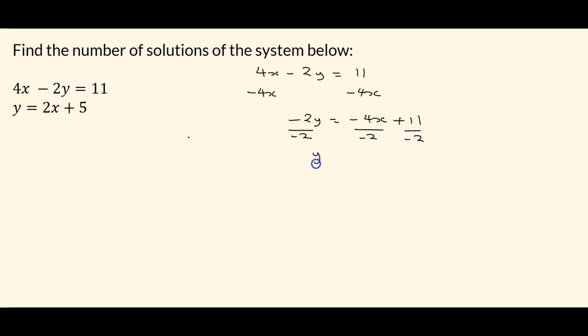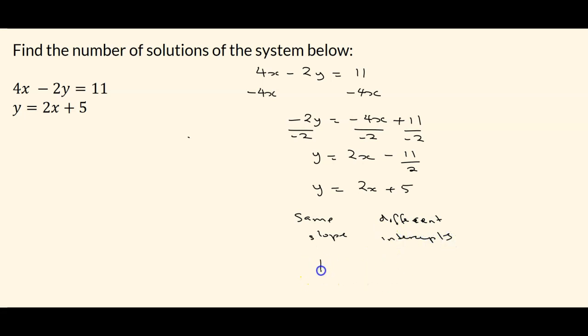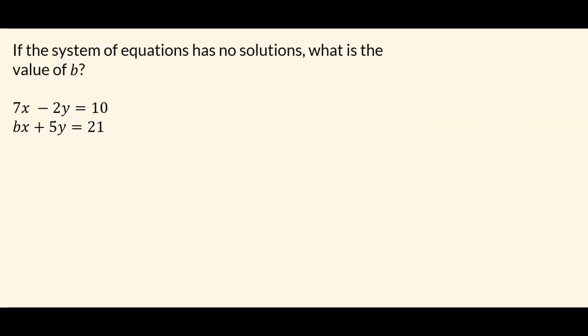And then we have y equal to 2x minus 11 over 2. And then the second equation is y equal to 2x plus 5. So you can see here we have the same slope, different intercepts. So therefore, we're going to have no solution.